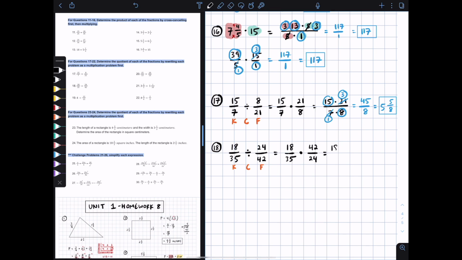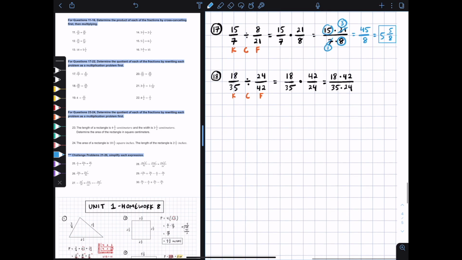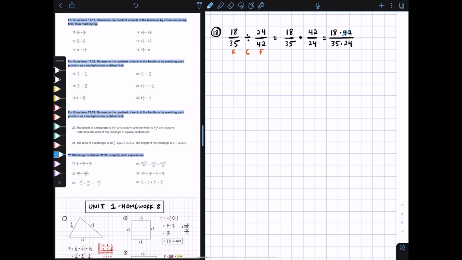Rewriting as one fraction, we have 18 times 42, and that's on top of 35 times 24. So we don't have the prime factors here, but that's okay. We're just going to go ahead and see what common things we see. And so this divides by 7, and this divides by 7. We'll get 6, and we'll get 5. This divides by 6 to get 3, and this divides by 6 to get 4. 6 and 4 can both divide by 2, and we get 3 and 2. So 3 times 3 on top is going to equal 9. And then 5 times 2 on bottom is going to equal 10. So 9/10 would be the quotient here, or the answer to the division problem.